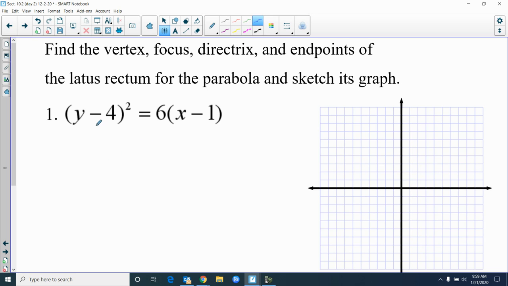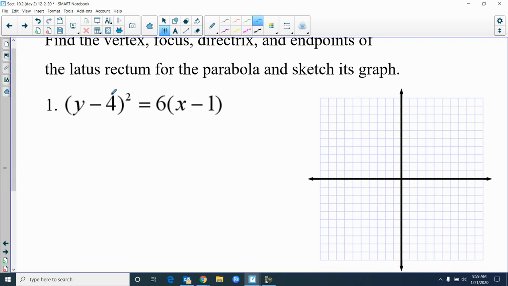All right, so we have the equation here: y minus 4 squared equals 6x minus 1. First thing you should be able to identify, which way does this open? Since the y is being squared, it has to open left or right. And since the 6 is positive, it has to open to the right. So our graph needs to look like this.